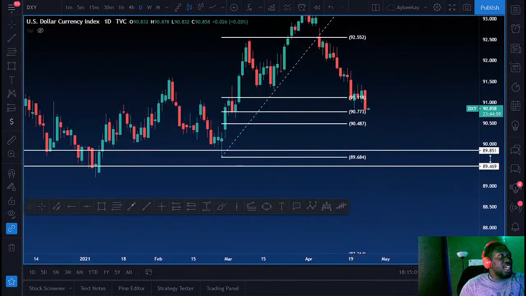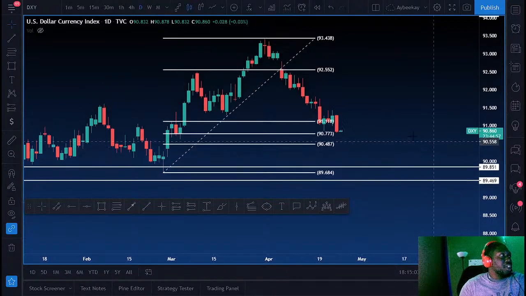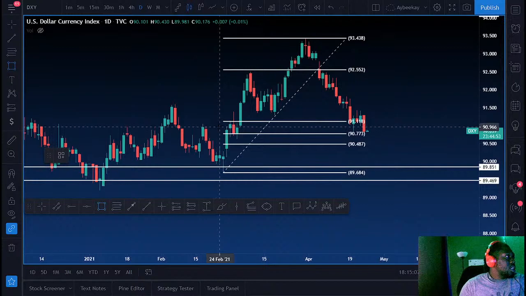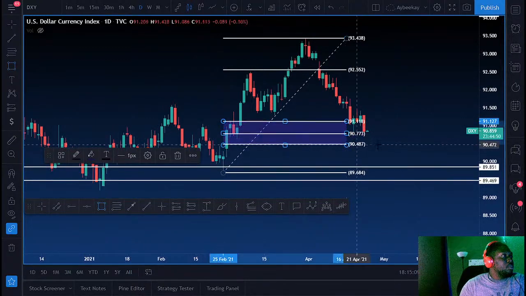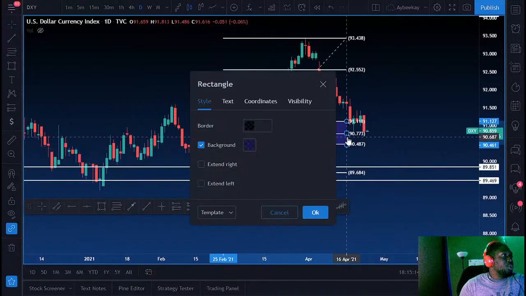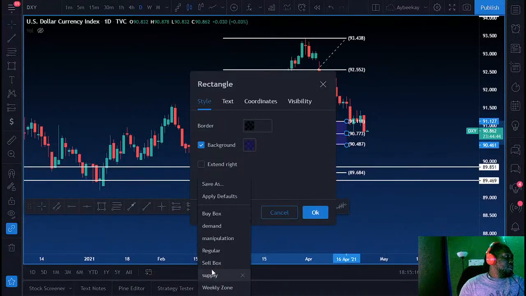And now that I see price is in my fib area where I look for my retracements, now I'm really trying to see if price is really going to look for any type of bullish momentum here.